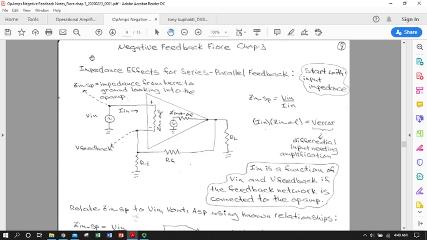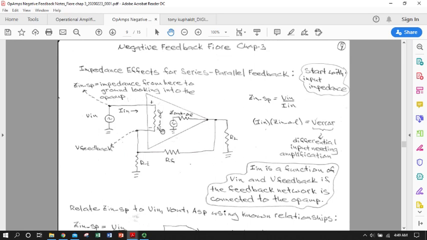So this is now starting into impedance effects for the series parallel feedback configuration, and we're going to start with input. So here's the inside of the op amp. We have our signal coming in, probably an AC signal. That's going to create a certain amount of input current, which we're going to later learn is negligible, but it's going to flow through some kind of resistor, or series of impedance generating circuit elements, mostly resistors.